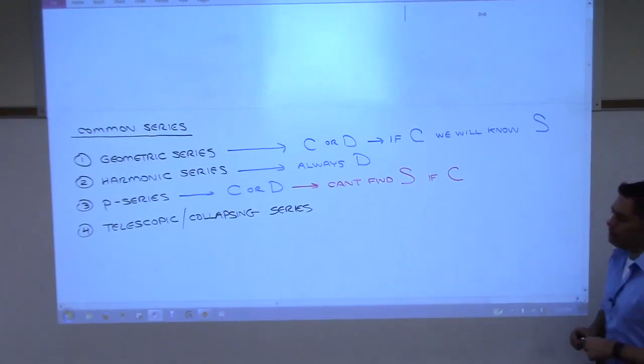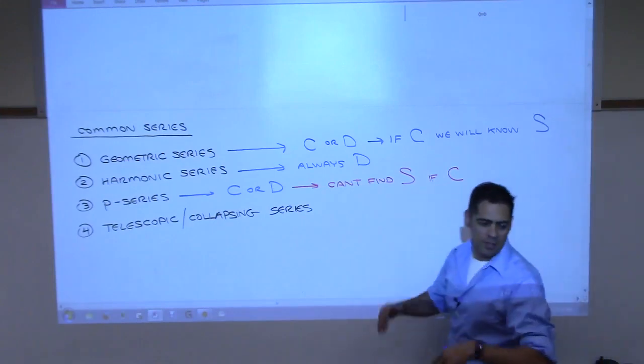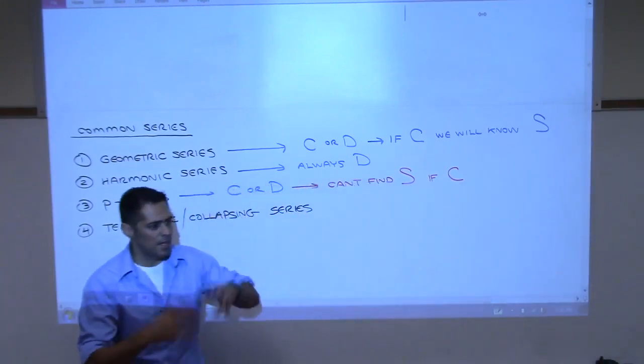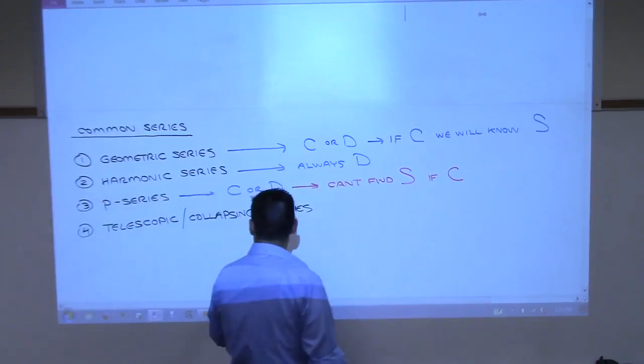All right. Questions so far? So you can't find S if it converges. What if it doesn't? If it diverges, it diverges. That means there is no sum. The sum doesn't exist. It's infinite or something weird. Like there's a very common series.